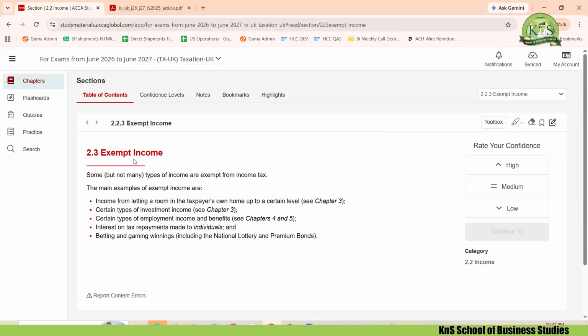Exempt income simply means no tax. Now there's a list of it and you need to remember this. Income from letting a room in a taxpayer's own home up to a certain level. Now, what is that certain level? We will study that in that chapter.